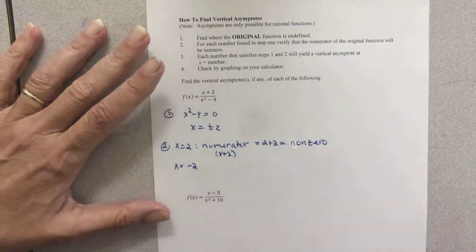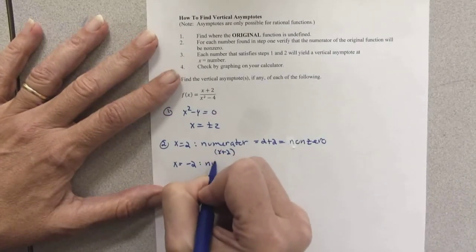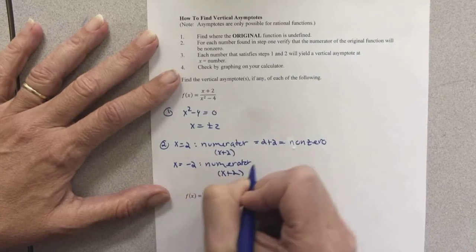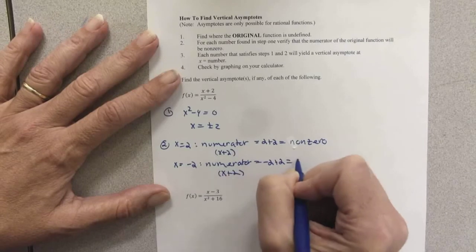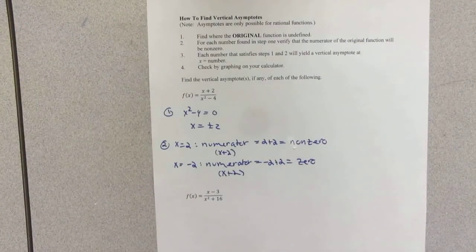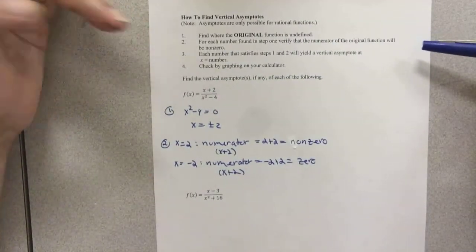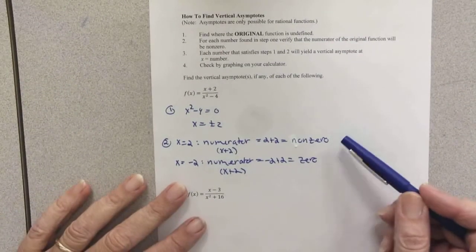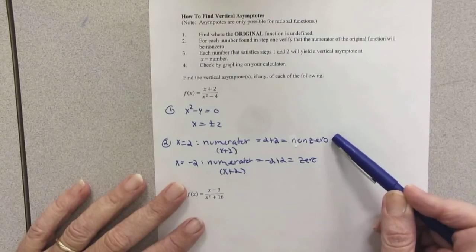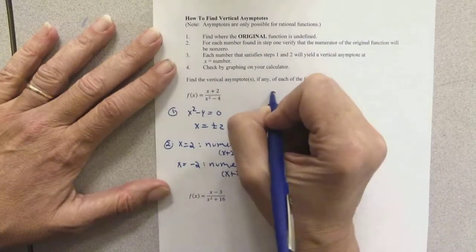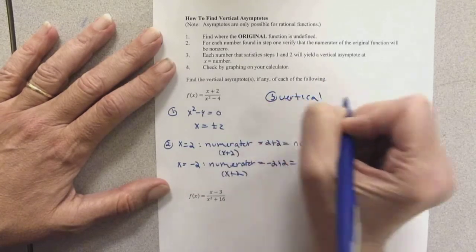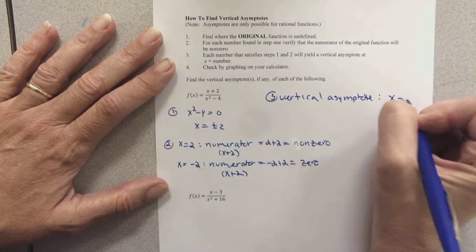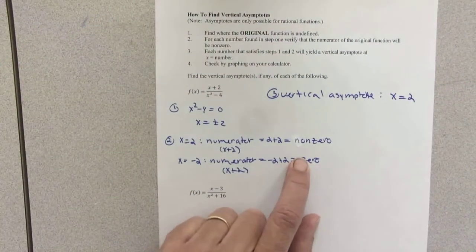And then doing the same thing with negative 2, my numerator, which happens to be x plus 2, would be negative 2 plus 2, which is 0. Then step 3, or what I wanted here, for each number found in step 1, verify that the numerator of the original function will be non-zero. That guy's non-zero. So at step 3, we have a vertical asymptote at x equal 2.